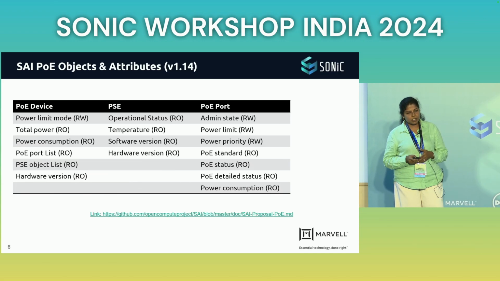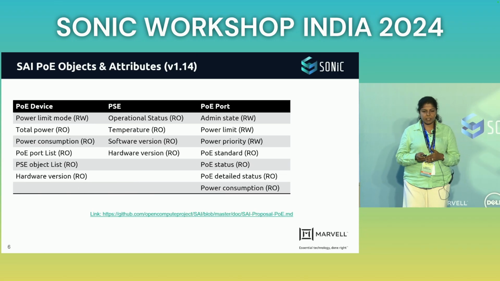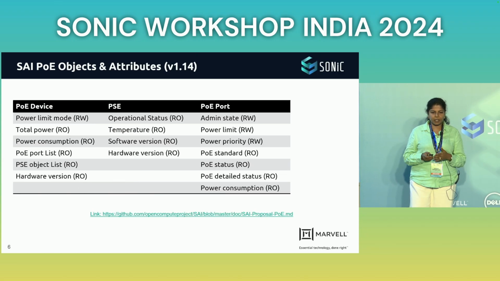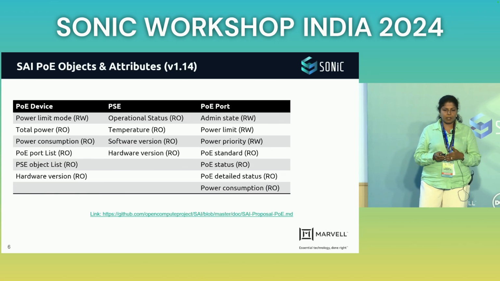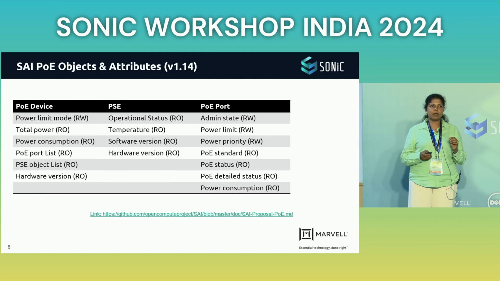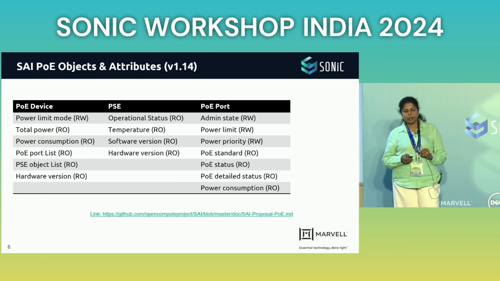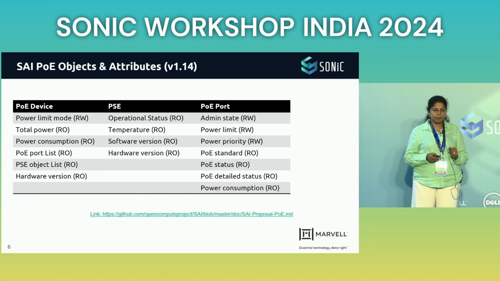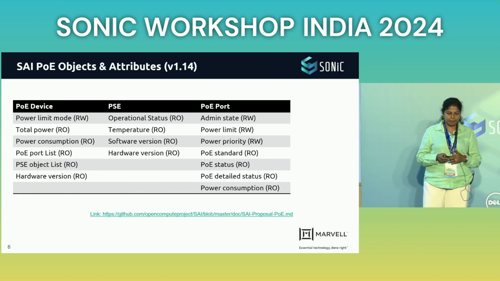The last object is a PoE port. So, as I already said, most of the management happens here, and so you can see most of the read write attributes here. So, the admin state allows to enable or disable power supply. The power limit mode allows to specify the power that this port can deliver. Power priority, this is an important attribute. We can classify the ports as high, medium and low priority.